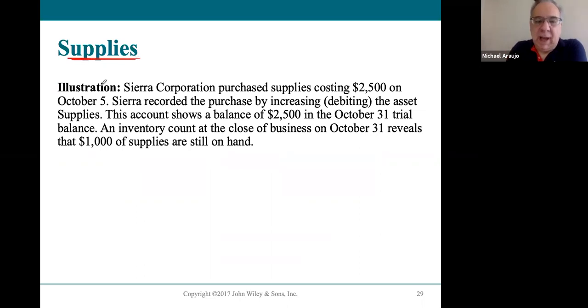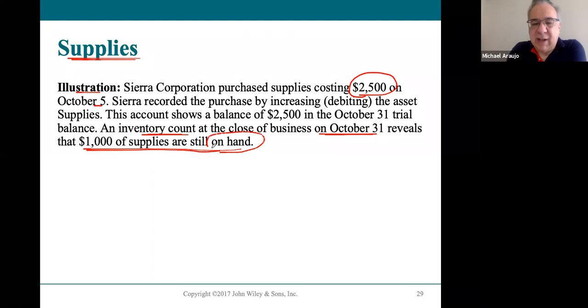As you know, Sierra Corporation purchased $2,500 of supplies in October, very early in October. But now we've come to October 31st, the very end of the month, and they want to make sure they're double checking their supplies to see whether they've used any of those. If they've used any of those, they can expense it. Well, they have to count up, right? There's an inventory count, so physically counting the supplies. And lo and behold, there's only $1,000 worth of supplies on hand.